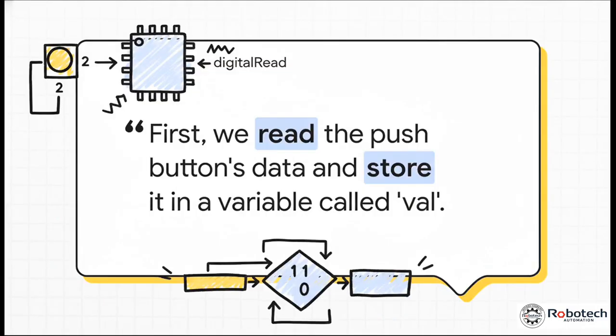Okay, so inside our main loop, the part of the code that just runs over and over and over, the very first thing we're going to do is check on the button. We'll do a quick digital read on pin 2, and we'll save its state, is it a 1 or a 0, into a little variable we'll call val. Easy enough. Now our program knows if the button is being pressed right now.